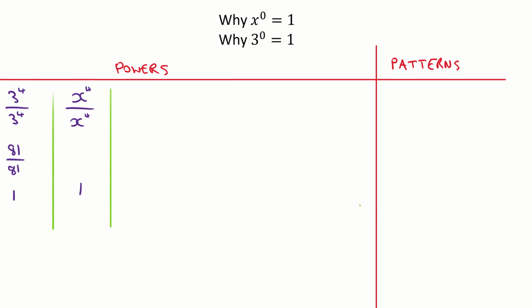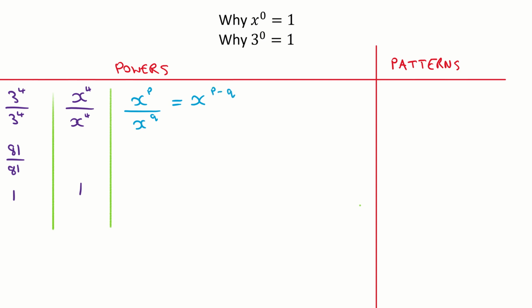So let's look at our rules of indices and logs, which tells us that x to the power of p, as I'm calling it, divided by x to the power of some other power, let's call it q, is the same as x to the power of p minus q.